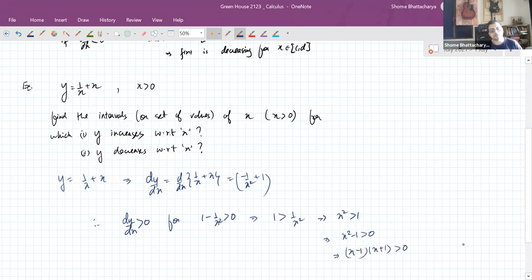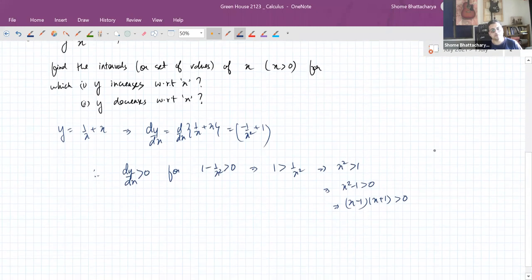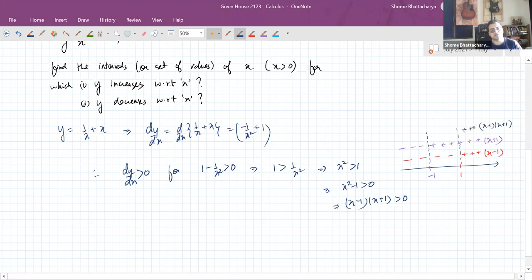So again, going by the wavy curve method that we discussed last time, you can see here on the number line, the factor x minus 1 has a critical point at 1. It is negative for x less than 1, positive for x greater than 1. Whereas the factor x plus 1 has a critical point at minus 1. It is negative for x less than minus 1, positive for x greater than minus 1. So the product of these two will be positive in this region, negative in this region, and again positive in this region.